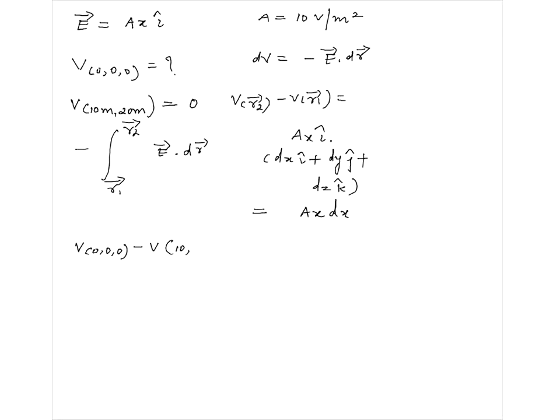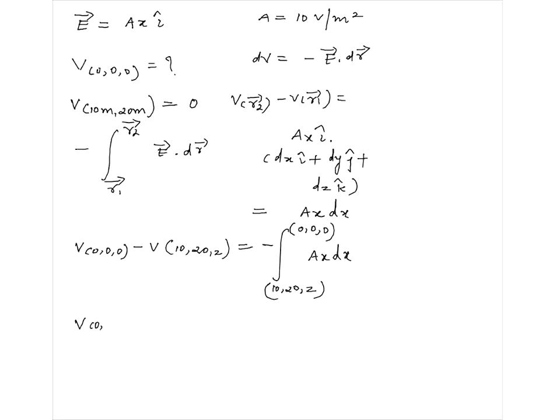R1, 10, 20, any Z. R2, 0, 0, 0. E dot dr is Ax dx. This is the reference point, so this will be 0.